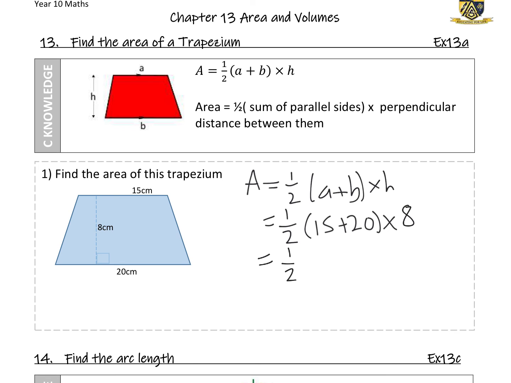I would do the brackets first, which would be 35. And then we've got half times 35 times 8. Maybe best to do the half times 8 first of all, which will give you 4. And then you can do 4 times 35, and that would give you 140. And the units would be centimetres squared, because it's an area, and the units are in centimetres.